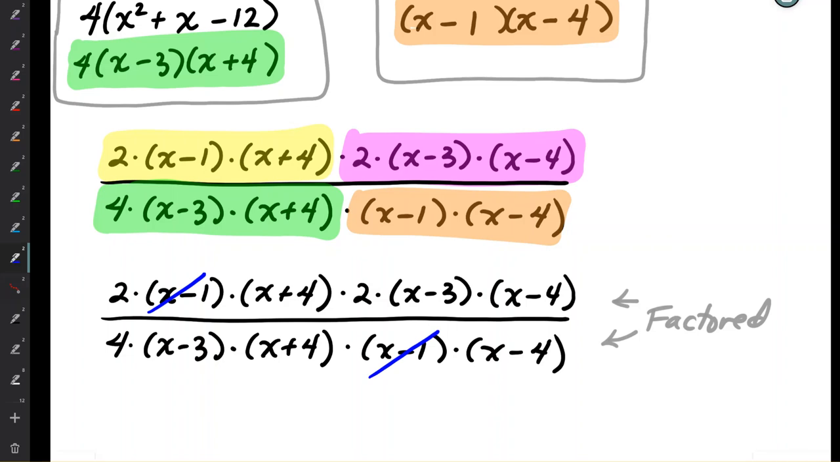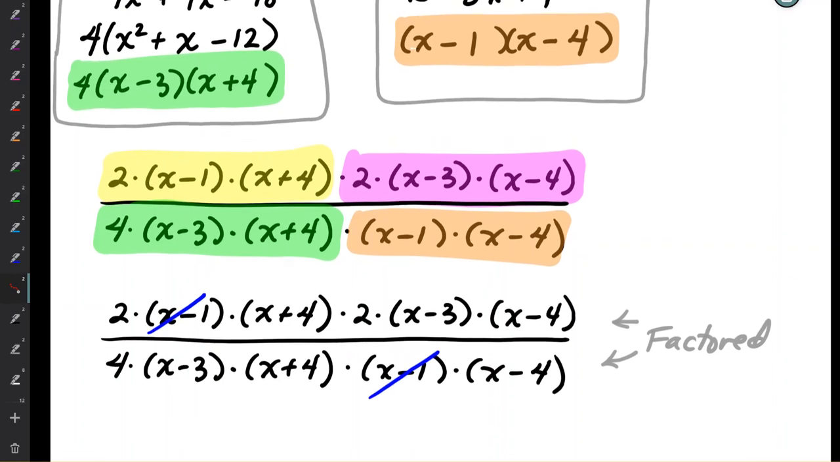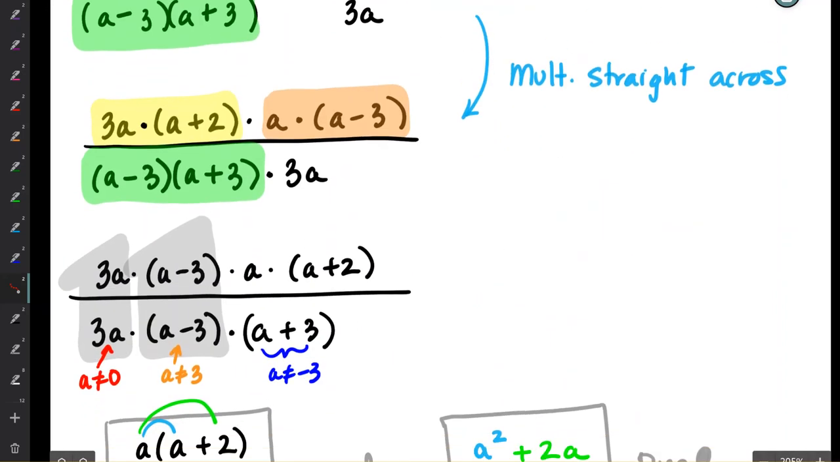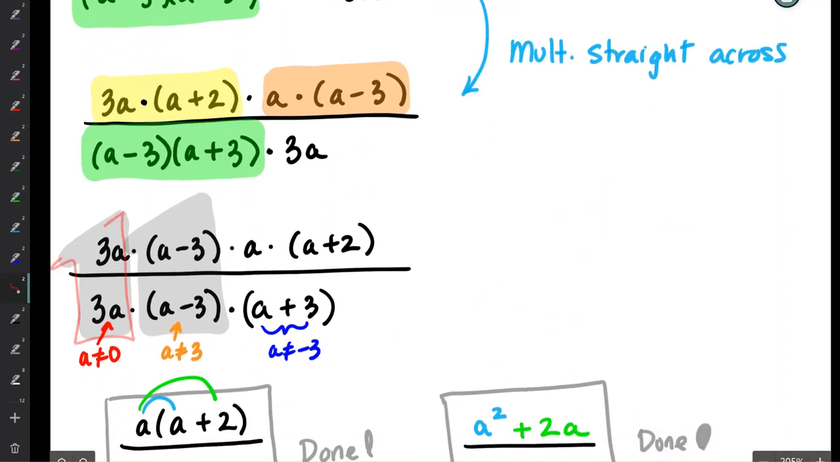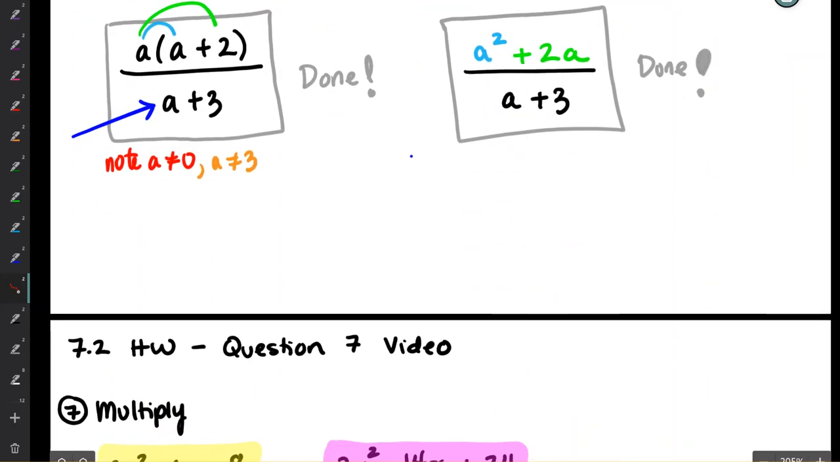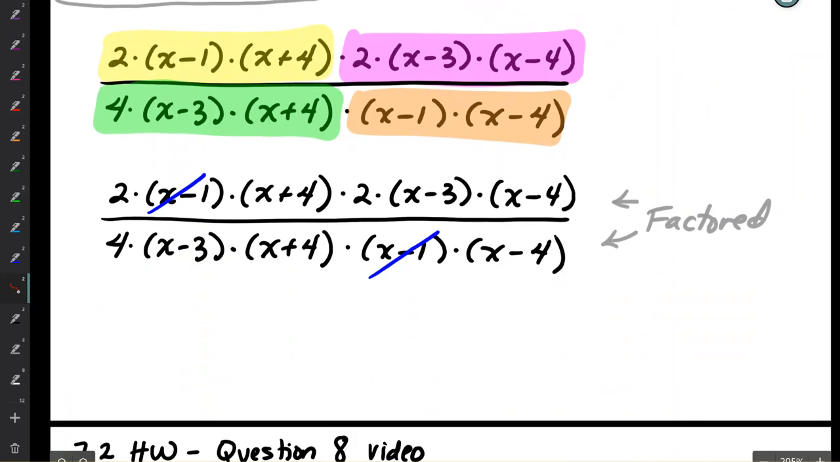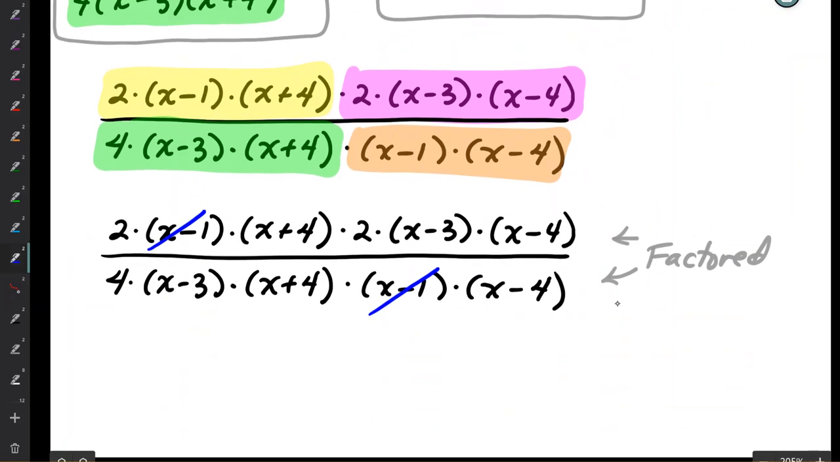If you wanted to take the time to rearrange everything, because order doesn't matter in multiplication, so that you could see the times 1 like we did right here, allowing me to really emphasize why this is true, you're welcome to do so. But I feel like here we're comfortable. This is a little times 1 right there. We also have an x plus 4 factor in the numerator and an x plus 4 factor in the denominator. That's a little times 1.